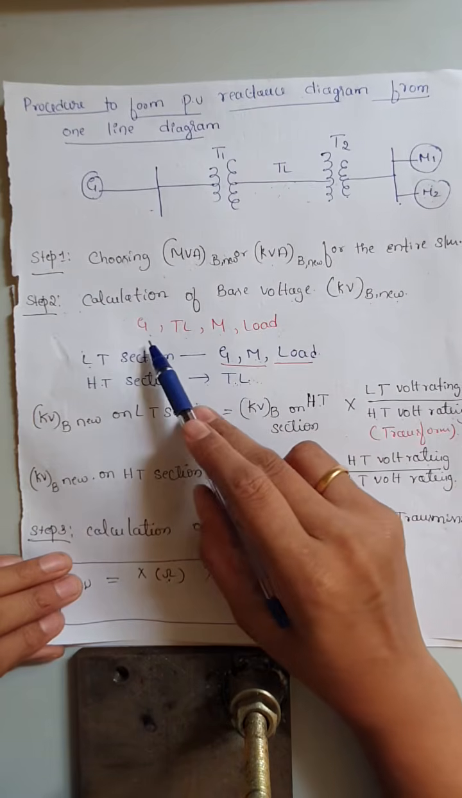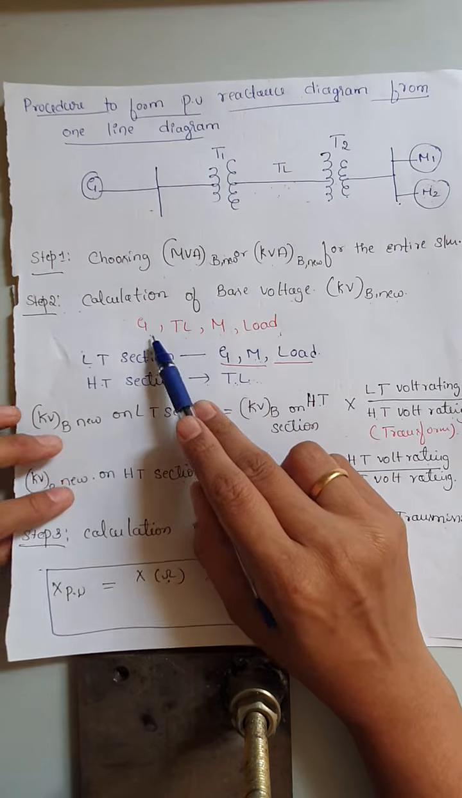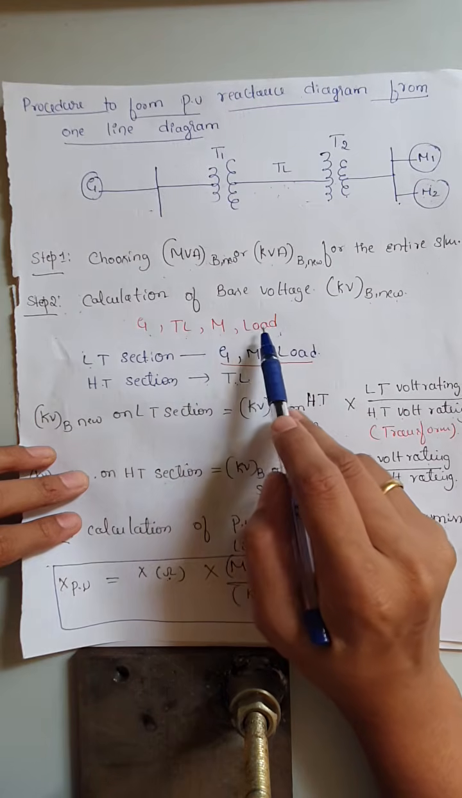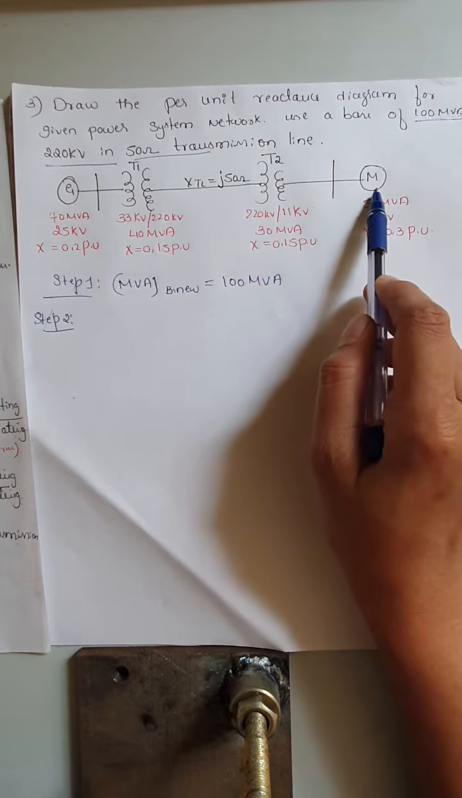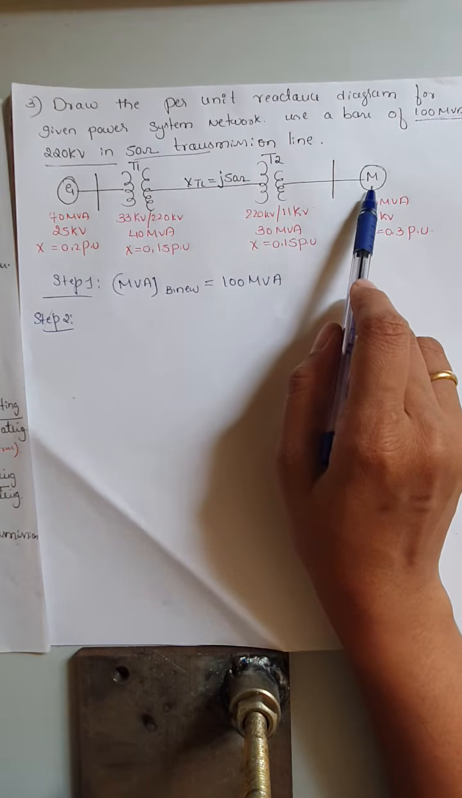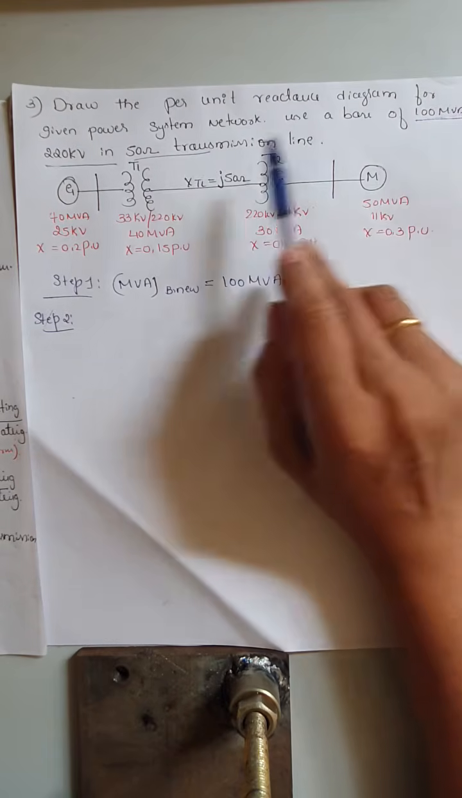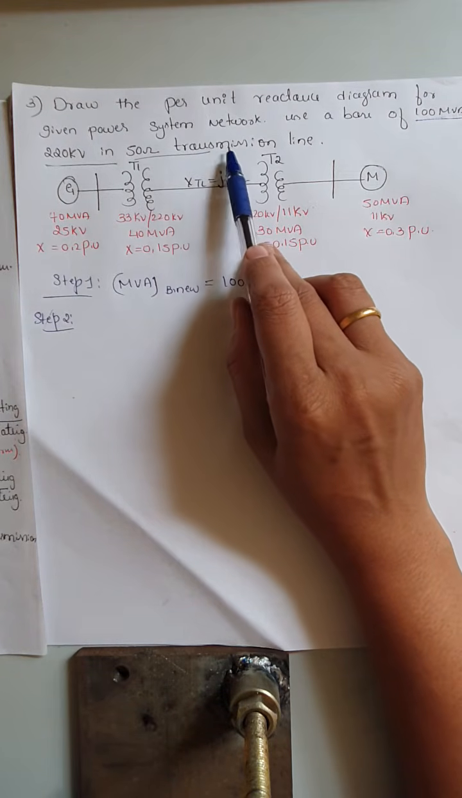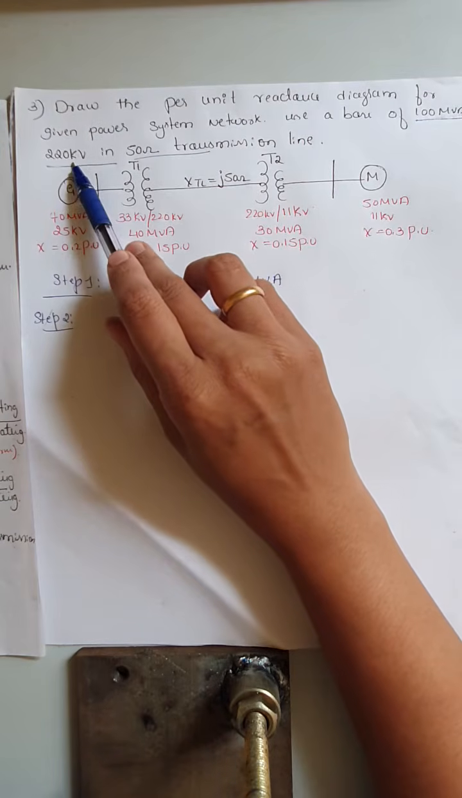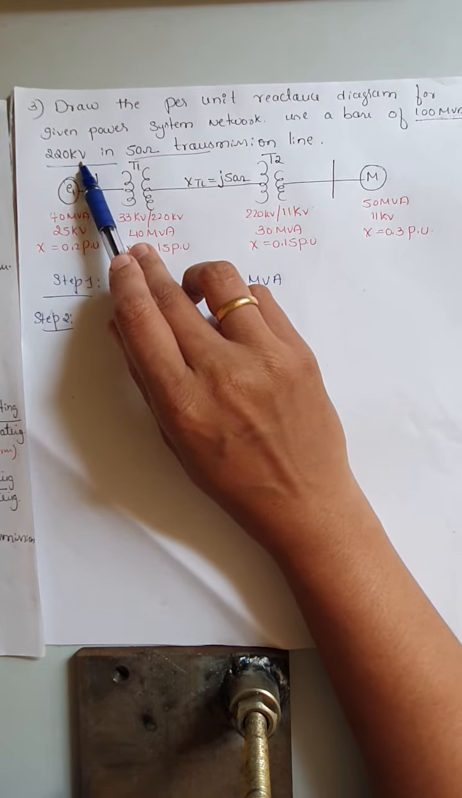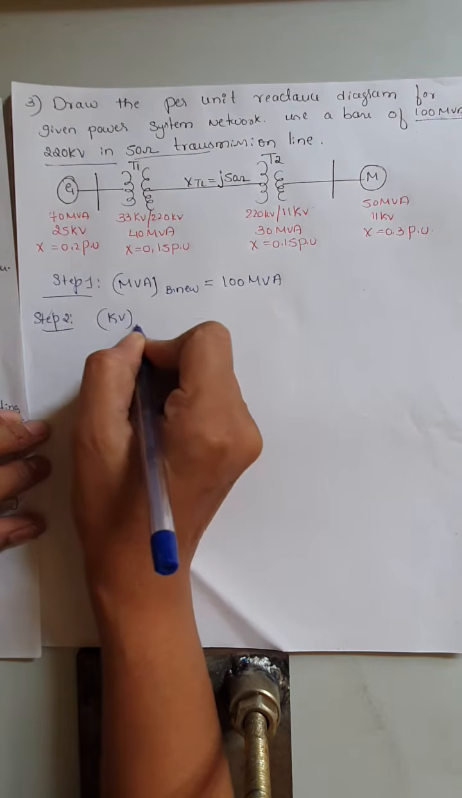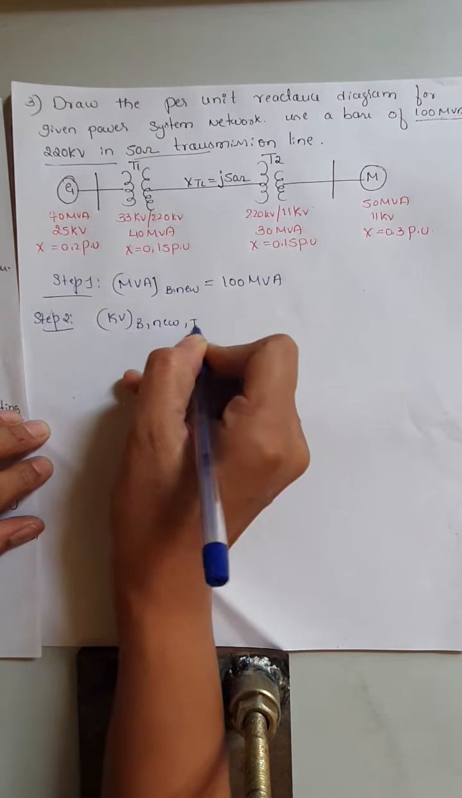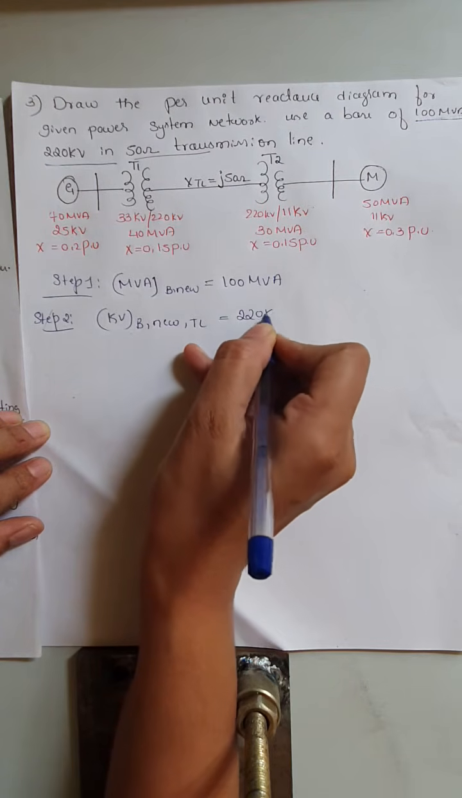Step 2 is the calculation of the base voltage for the different components. It may be for the generator, transmission line, motor and load. But in your problem we have only the generator, transmission line and motor. So for these three components we need to calculate the base voltage. In the problem they have given the transmission line value as a reference. So this value, 220 kilovolt, will be the kilovolt base new for the transmission line. We can directly write kilovolt base new for the transmission line is equal to 220 kilovolt.